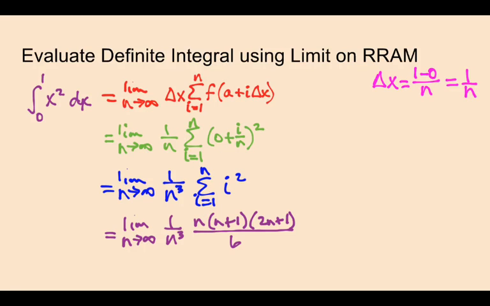So on top, what do we get? We have n times 2n, so the leading term would be what? 2n cubed, and then on the bottom we have 6n cubed, so we have 2n cubed over 6n cubed, which would be 1/3.